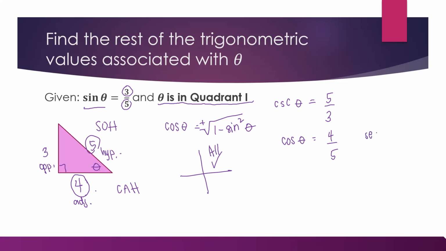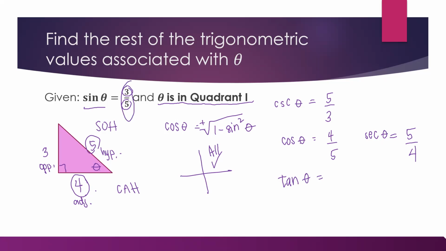Yay! So what about the secant of theta? Yun kaagad yung magiging kasunod ng cosine kasi it's just the reciprocal, no? Ganun ka-importante yung reciprocal identities natin. So this will just be 5/4. Ngayon, kailangan na lang natin is the tangent theta. Pwede tayong gumamit dito ng quotient identity natin, yung sine over cosine.